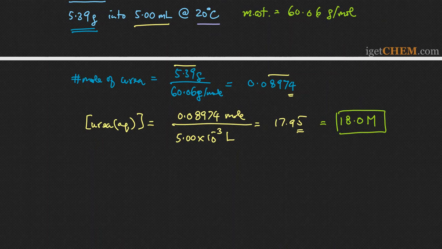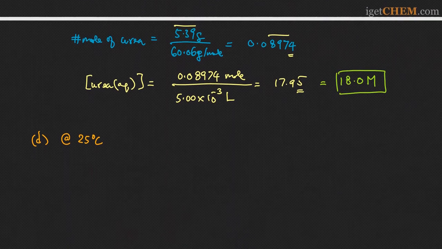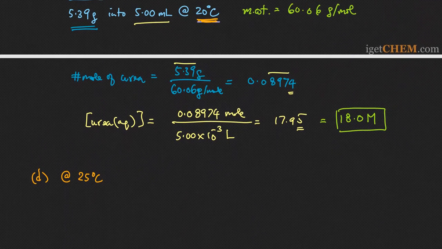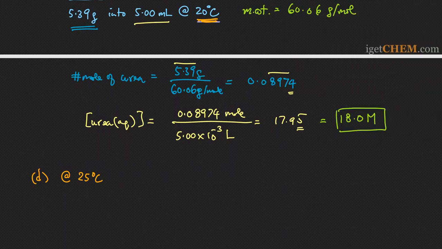And now part D tells you the solubility at a different temperature. So part C is at 20 degrees C, and part D is at 25 degrees C. And it tells you that the new solubility at this higher temperature is 19.8 molar. And so you saw that at 20 degrees C, it was only 18. However, at a higher temperature it is now higher.